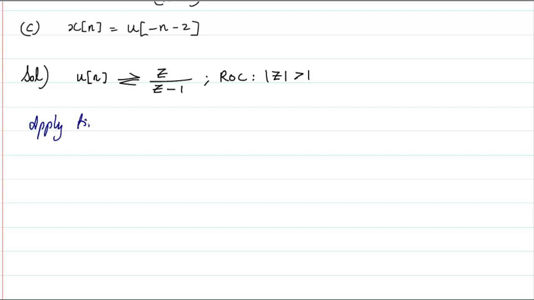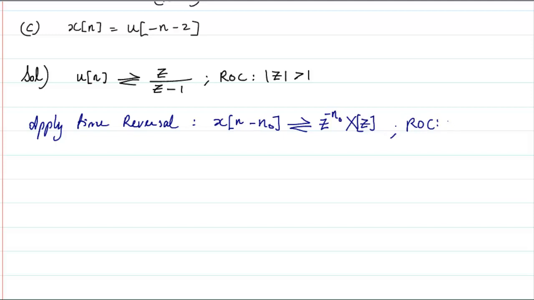Apply time reversal, where what does time reversal say? It says that if you have a function x of n whose Z transform you know, then the Z transform of x of n minus n naught will be the original X of z multiplied with z raised to power minus n naught, and the ROC has no change. The only change is the addition or deletion of z equal to 0 or z equal to infinity. We will see here.